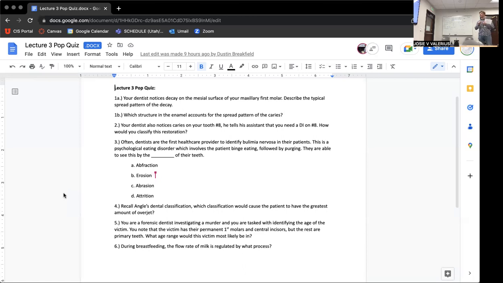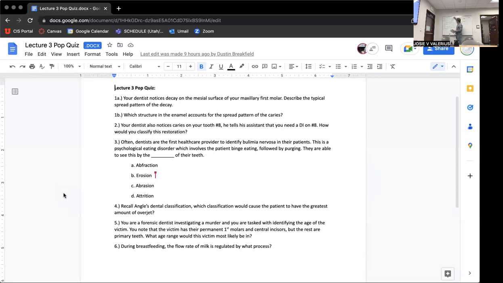Sweet. All right. So the first one says: your dentist notices decay on the mesial surface of your maxillary first molar. Describe the typical spread pattern of the decay. An inverted triangle in the enamel, and then a regular triangle in the dentin. Right, yep, exactly. I have this little diagram here that we'll cover now.